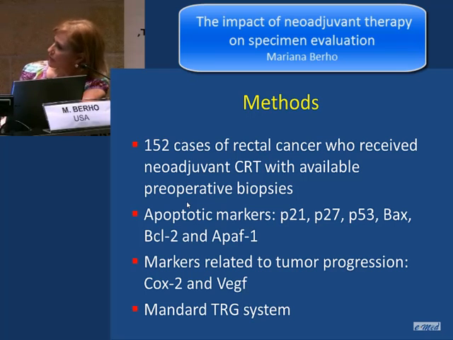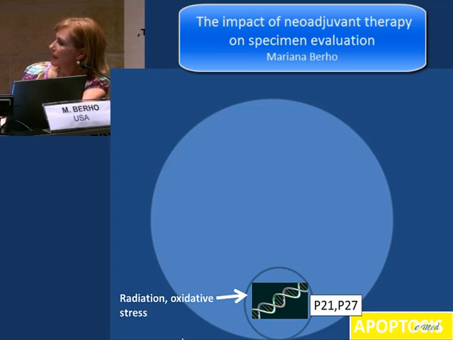We decided to study markers that are related with the apoptotic cascade and some other ones that are related to tumor progression, such as COX-2 and vascular endothelial growth factor. And we used the Mandard TRG system. I'm trying to make sense of why we chose these markers.